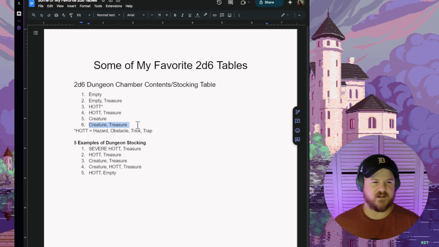So that is our dungeon stocking tables. Very, super simple.